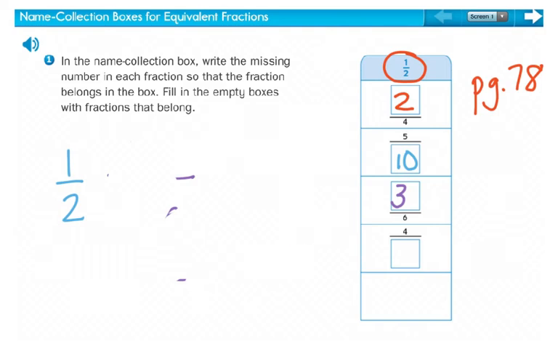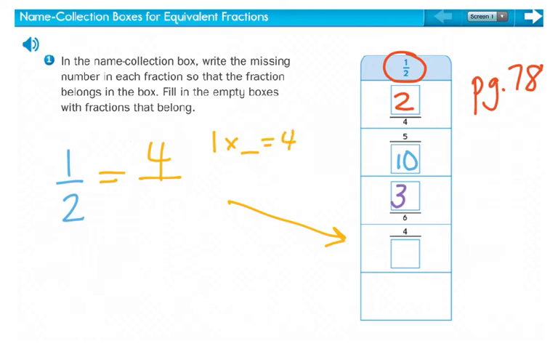The next one has a numerator of 4, and I'm looking at this one right here. 1 times what equals 4? Well, 4. If I multiply the top by 4, I have to multiply the bottom by 4 to get an equivalent fraction. And 2 times 4 is 8. So 4/8 is the same thing as 1/2.